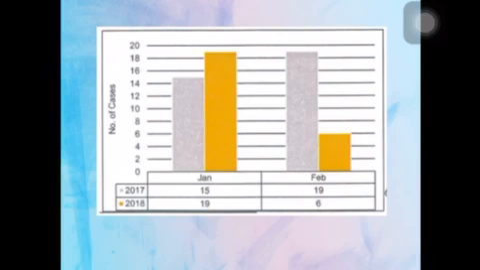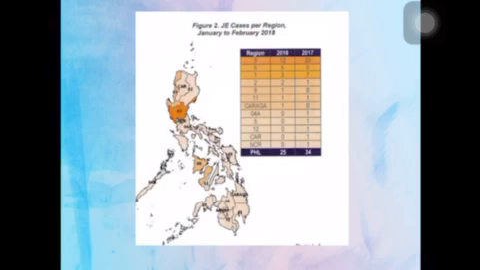Next is the diagram. So this is just the diagram so that we can see the difference between year 2018 and year 2017. And this is the diagram of the regions where JEV cases came from. So more of it is coming from region 3 and region 6, region 3 and 2, and lesser from the other regions.